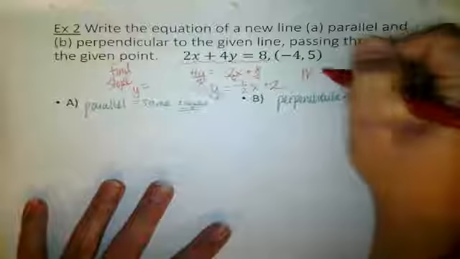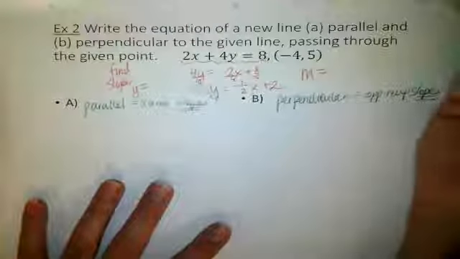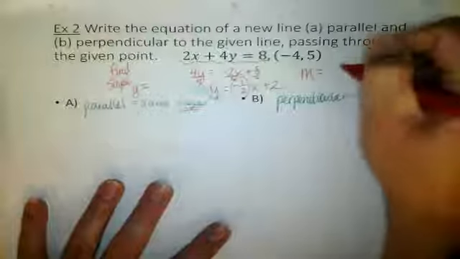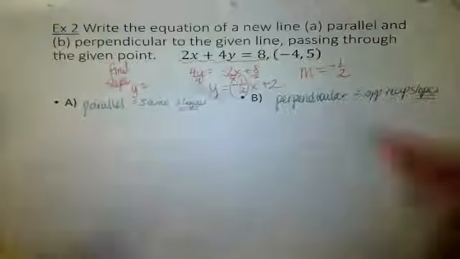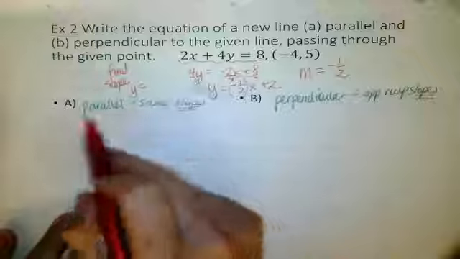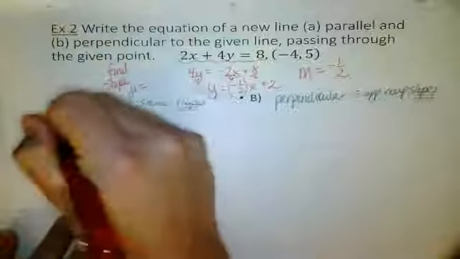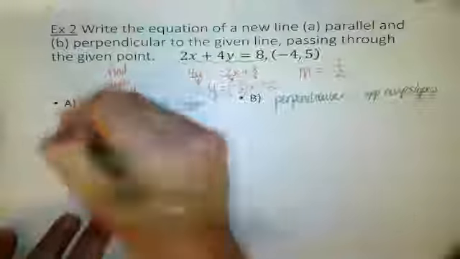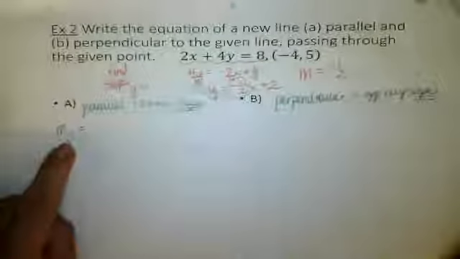So what's the slope of this original line? Slope is just the number in front. Negative 1/2. Okay. So this is the original slope, and so to write the equation of a parallel line, I want to have a parallel slope. So my parallel slope, that is the symbol for parallel.